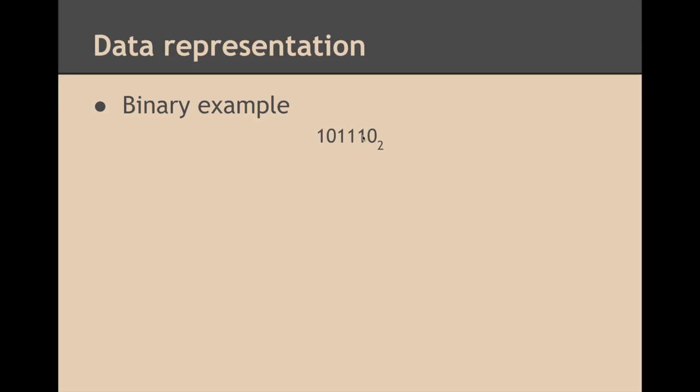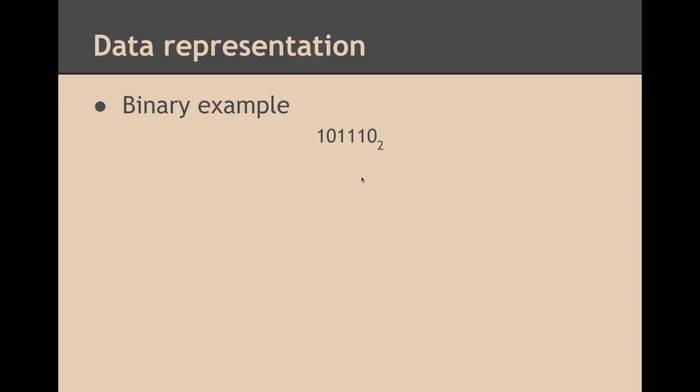here is a binary numeral, a number represented in binary representation. The subscript 2 here just tells us that it's binary and not decimal. So this rightmost place represents 2 to the 0, 2 to the first, 2 squared, 2 cubed, 2 to the fourth, and 2 to the fifth.